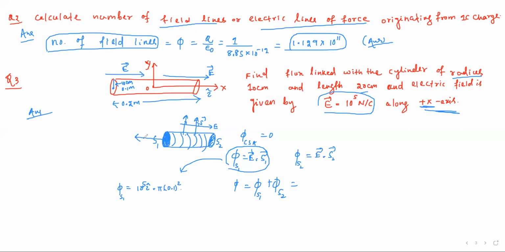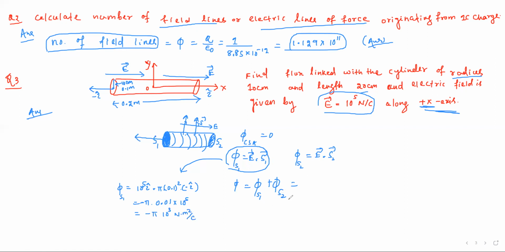So this is along the negative x-axis, this is the negative of x, that means minus i cap. So here we write minus i cap. So i cap dot i cap is 1, and the product will be pi into 0.01 into 10 to the power 5, with a minus sign: minus pi 10 to the power 3 Newton meter square per Coulomb.